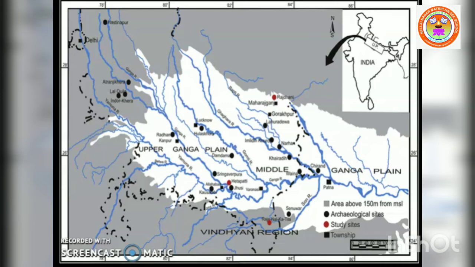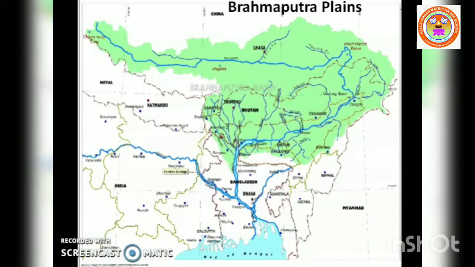The fourth division is the Brahmaputra plains. The Brahmaputra plains are located in the state of Assam. It is a low-level plain located in the eastern part of the Great Plains of India, and it is formed by the deposit of river Brahmaputra. It covers an area of about 56,275 square kilometer. These plains create alluvial fans and marshy tracts. So these are the 4 major divisions of the northern plains.